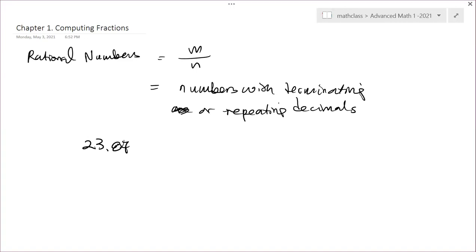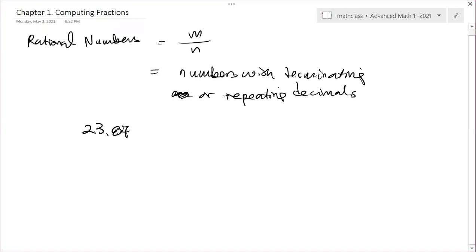So for example, 23.87. This is a rational number, and it's a terminating decimal. It can also be like 5.2354, 2354, 2354, repeating. This number is written 5.2354 with a bar on it, because those four digits are repeating. And this is also a rational number.